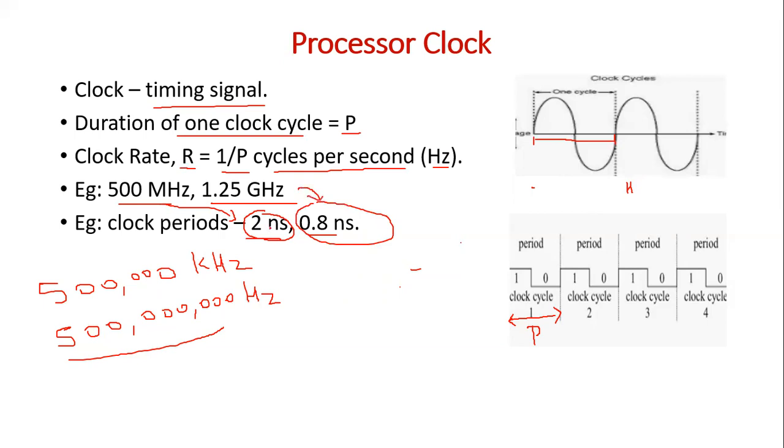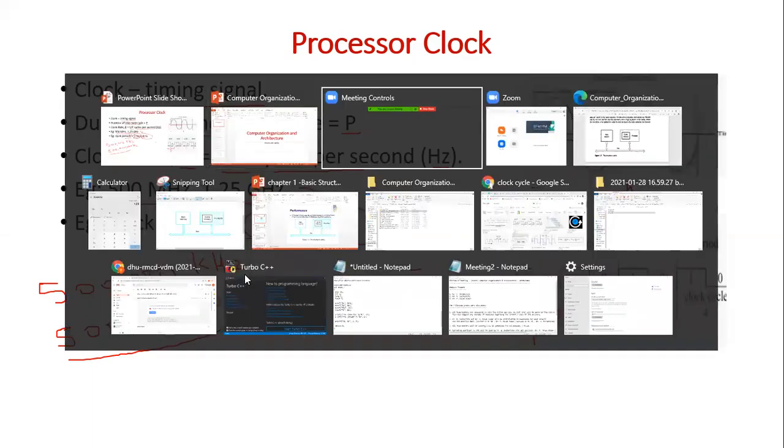If, for example, I say the clock period is 2 nanoseconds, calculate the clock rate in terms of megahertz. How will you do that? Any idea? Let me give an example.